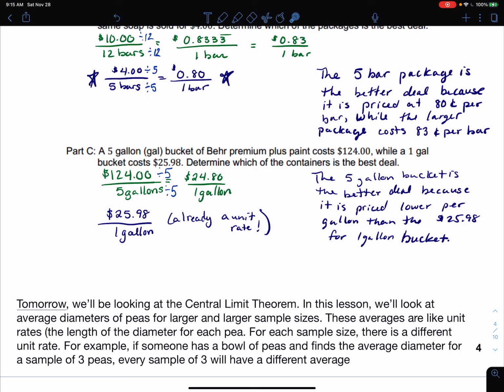So tomorrow we'll be looking at the central limit theorem. And by tomorrow, I mean in our college level class, lesson 3B. So in this lesson, we'll look at average diameters of peas for larger and larger sample sizes. These averages are like unit rates, so the length of the diameter for each pea. For each sample size, there's a different unit rate. So for example, if someone has a bowl of peas and finds the average diameter for a sample of 3 peas, every sample of 3 is going to have a different average. So keep these unit rates in mind when we're talking about that central limit theorem.